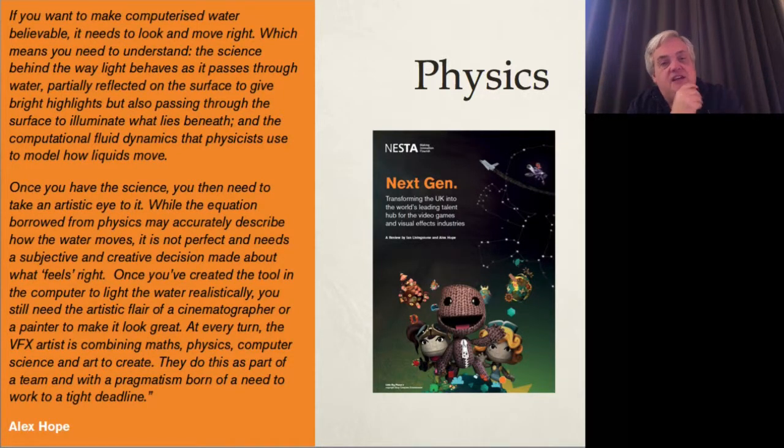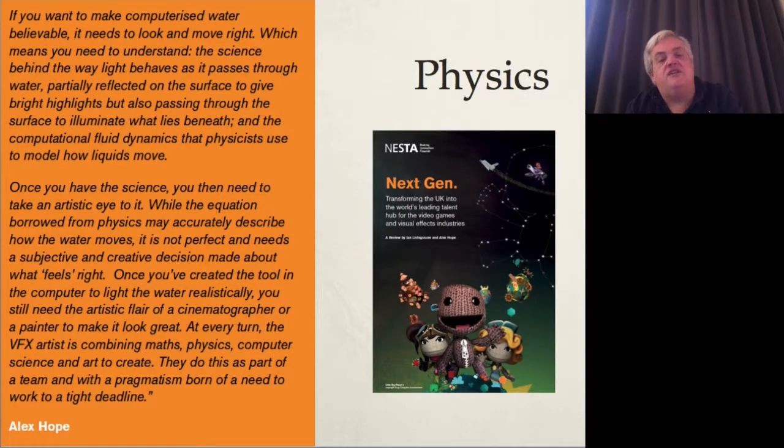Alex Hope's words there are really interesting ones, talking about how the visual effects rather than the computer game industry works. If you want to make computerized water believable, it needs to look and move right. It means you need to understand the science behind the way light behaves as it passes through water, partially reflected on the surface to give bright highlights, but also passing through the surface to illuminate what lies beneath, and the computational fluid dynamics that physicists use to model how liquids move. Think back to your work using Terragen a couple of lectures ago when we were talking about images.